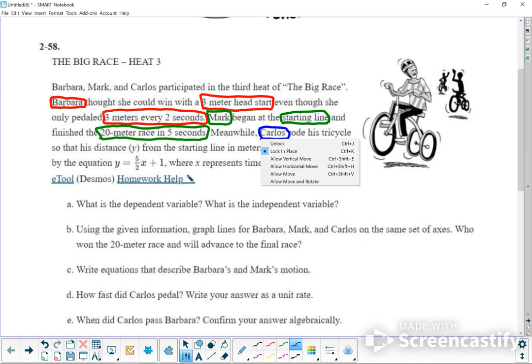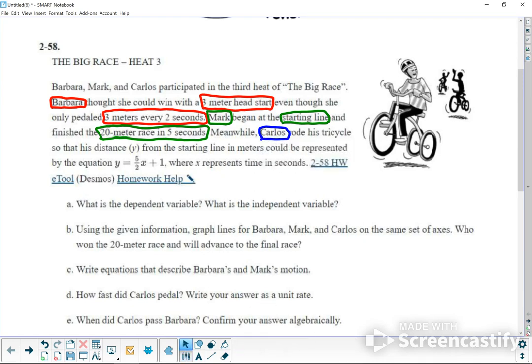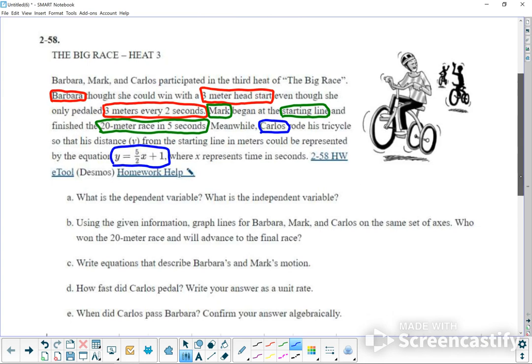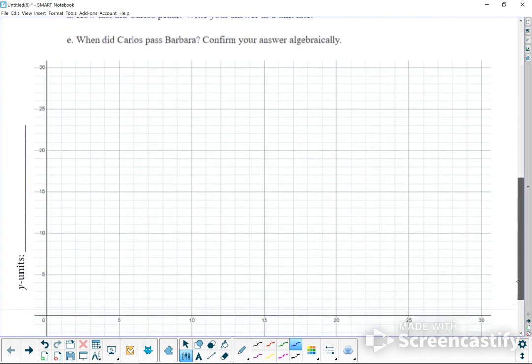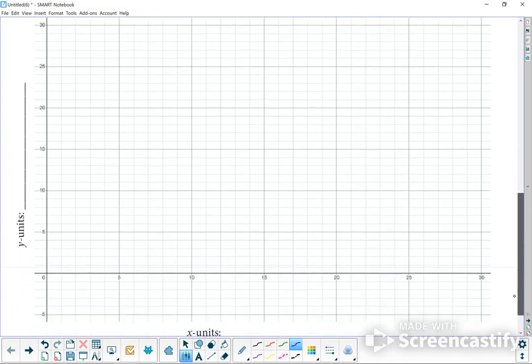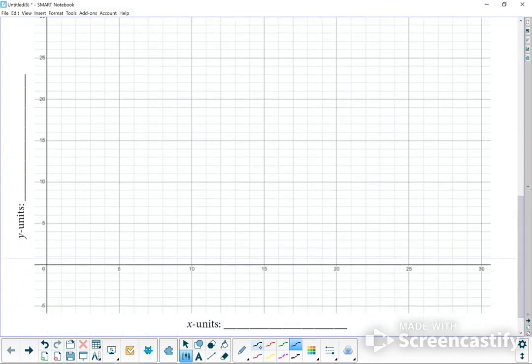he rode a tricycle so that his distance from the starting line in meters could be represented by this equation. Oh, cool. We have an equation for Carlos. Okay. So what are the dependent variable and the independent variable? If you have a graph or you make one, the independent variable is the x unit, along the x-axis. The independent variable is going to be your time.